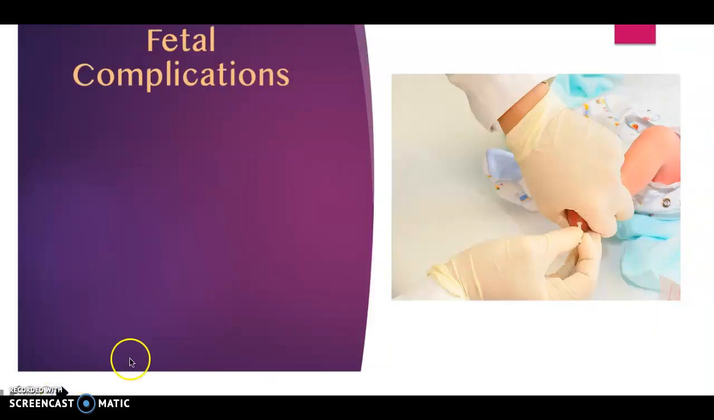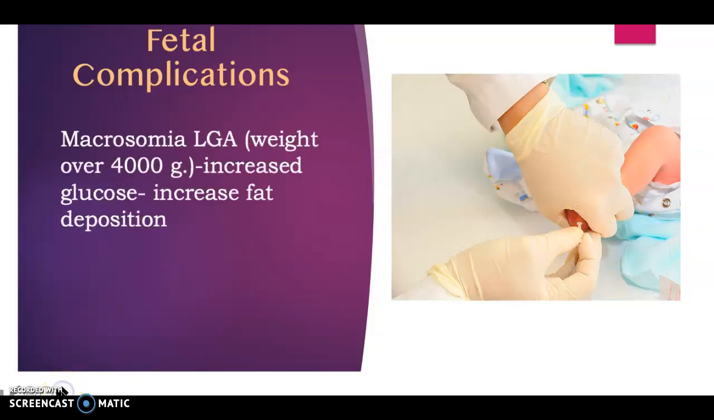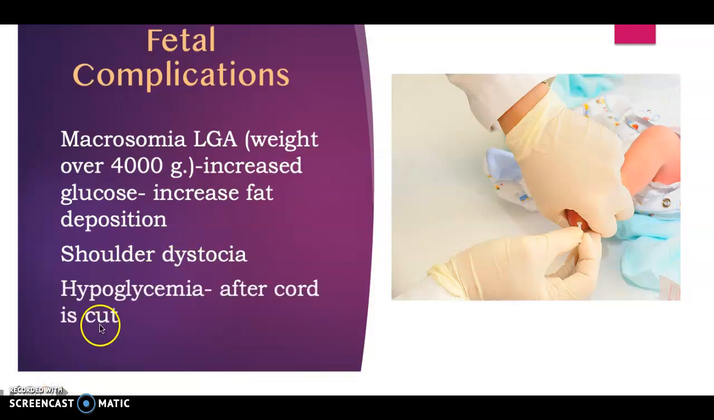So for fetal complications, you see right here, taking a blood draw, they're going to have lots of instabilities when they are born. So they're going to be born large for gestational age, which is a weight over 4,000 grams. And they have increased glucose, leading to increased fat deposition. So these are big babies, bigger than they would be normally for their gestational age. And like I said, they are at high risk for shoulder dystocia. Shoulder dystocia is when the head can come out, but the shoulders get stuck during labor, and this is an obstetrical emergency.